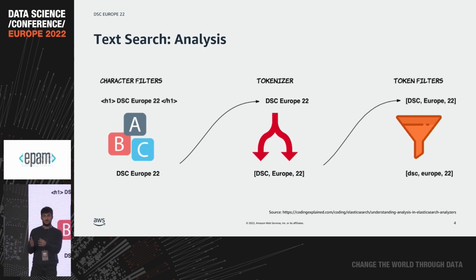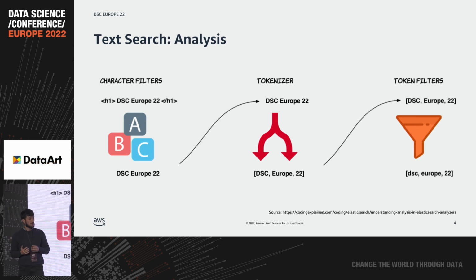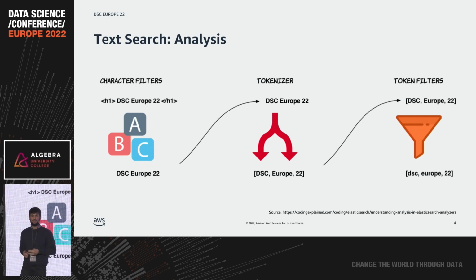Then comes the tokenizer part, which is probably the most important one when we are working with text. We want to reduce the text into minimal pieces of information that we're going to use later for doing our search. Those are the tokens. A simple tokenizer could be to separate the tokens by blank spaces. So in this example there would be just 3 tokens: DSC, Europe, and 22.